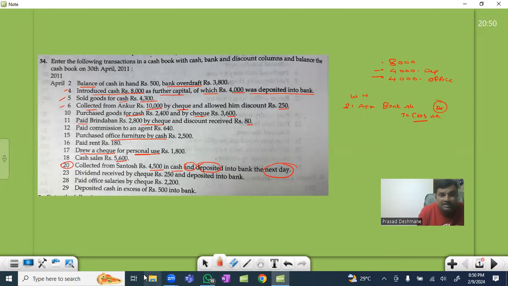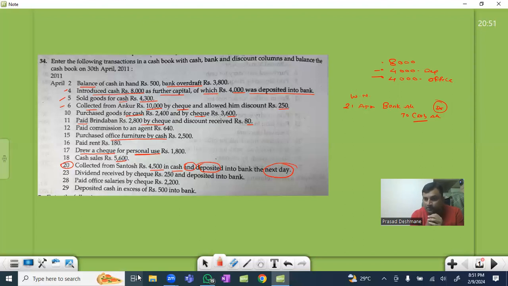Next, we have deposited cash in excess of 500 into bank. Most of the students get confused in this kind of adjustment. What they are saying, they are not asking us to deposit 500. They are asking us to keep 500 with you, and deposit the rest of the money into the bank. So how will I know how much cash I have? What is the way?